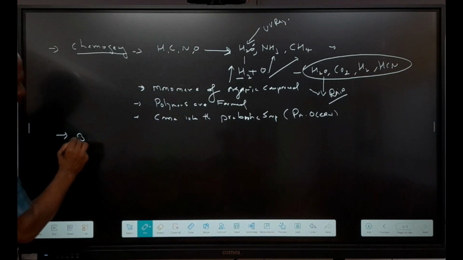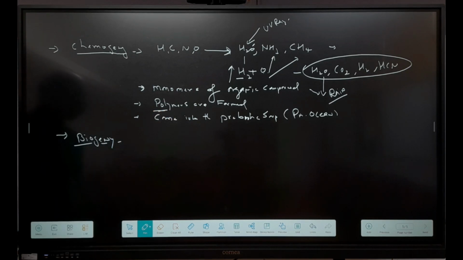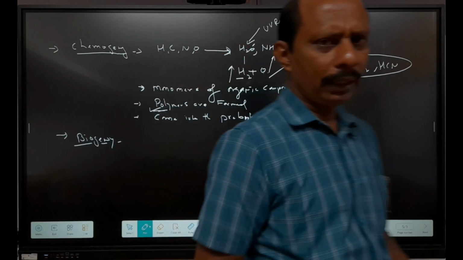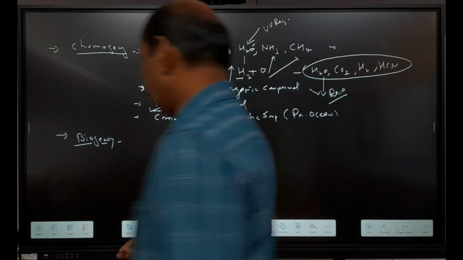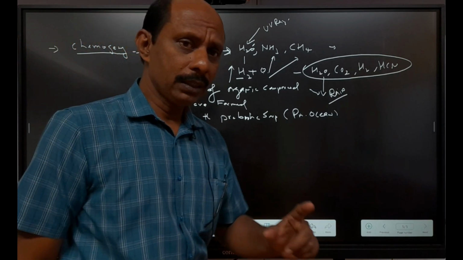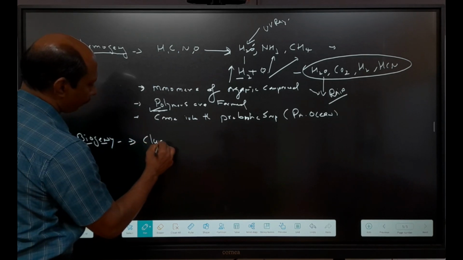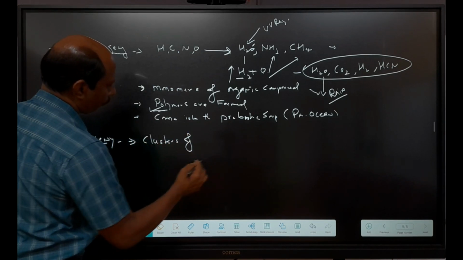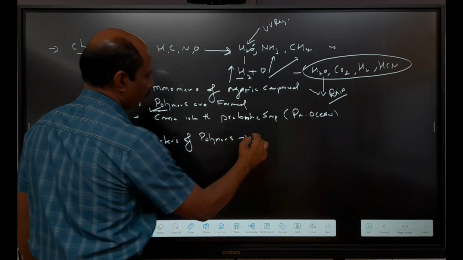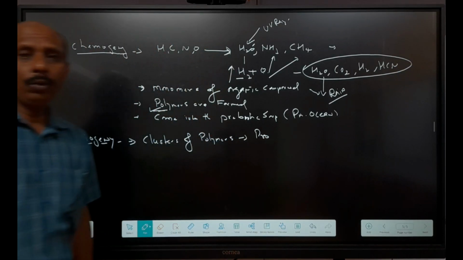Biogeny means what happens? Biogeny, already I told you. In biogeny, what happens? These polymers are present in the ocean, temperature is also high, and at that time the first life comes in the ocean, means in water, right? So biogeny means what happens? They form clusters of polymers, and these are called probionts.